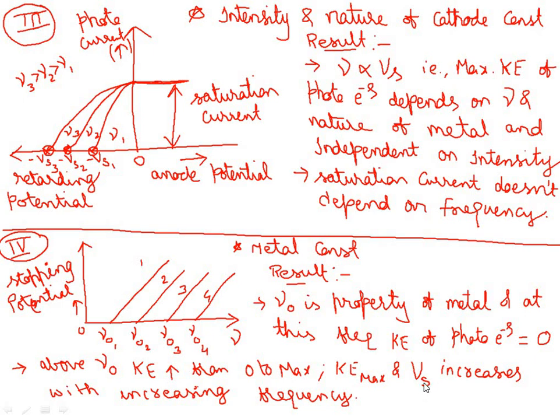Stopping potential or maximum kinetic energy increases with increasing frequency. Notice that whenever we speak about stopping potential, we are indirectly speaking about maximum kinetic energy. Yesterday also we have seen this. At that point, whatever energy is possessed by the free electrons is nothing but the maximum value. Thus, at stopping potential, electrons possess maximum kinetic energy.